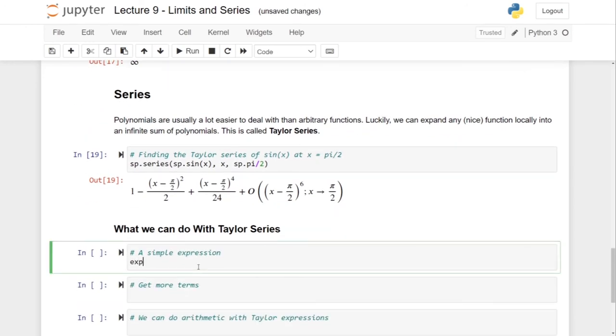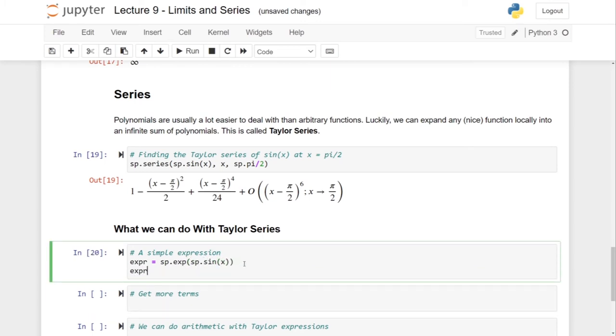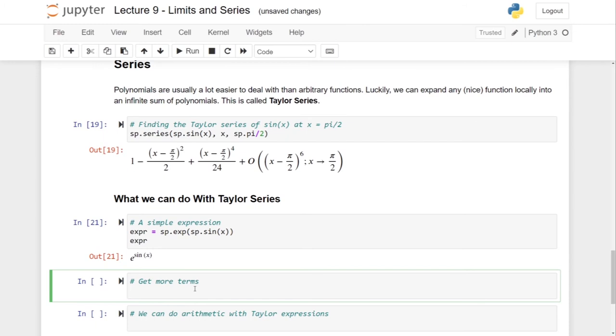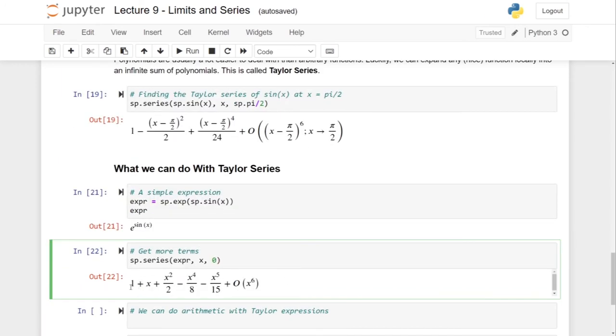Let's make a reasonably simple expression. Let's take the exponential function, and then also the sine function. Let's just visualize it. It's a pretty straightforward function, but it's definitely not a polynomial. Still, we can expand it into an infinite polynomial close to, say, the point 0. So let's do sp.series, take our expression, our variable, and the point towards which we want to expand it, and run this. Here we get a polynomial up to the fifth order, and this thing indicates powers that have order 6 or higher.